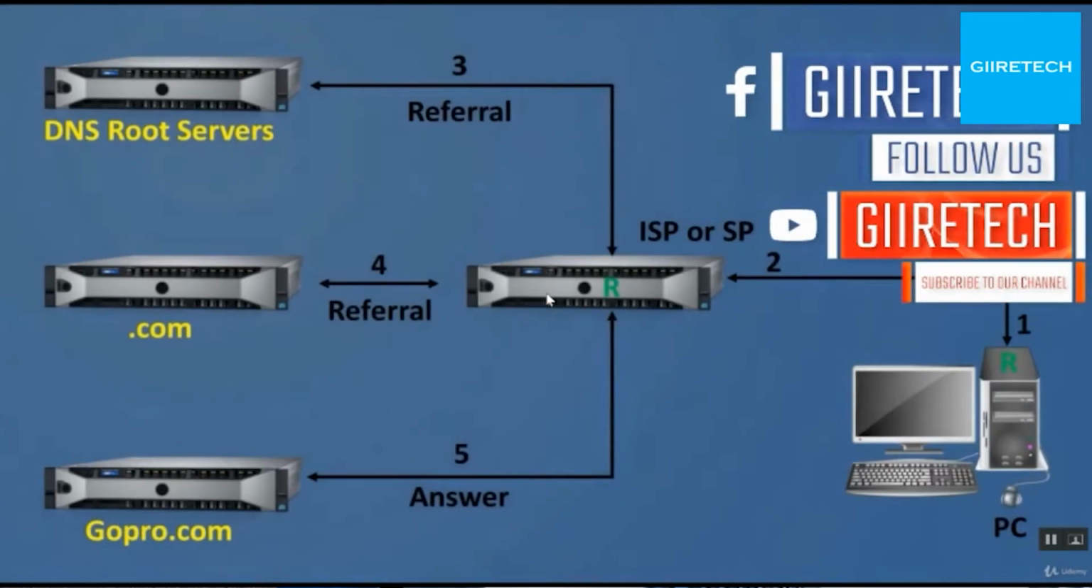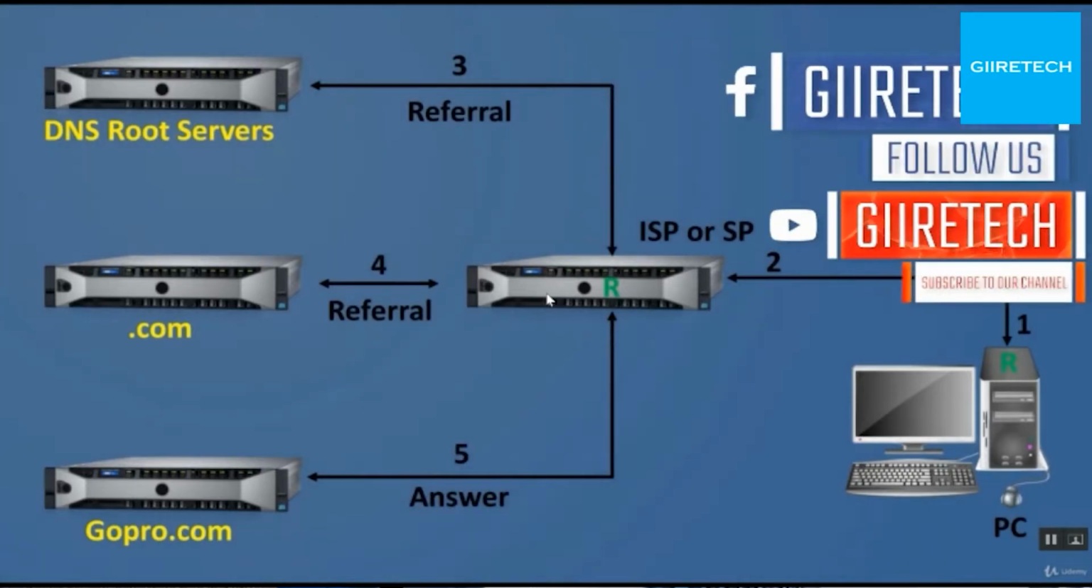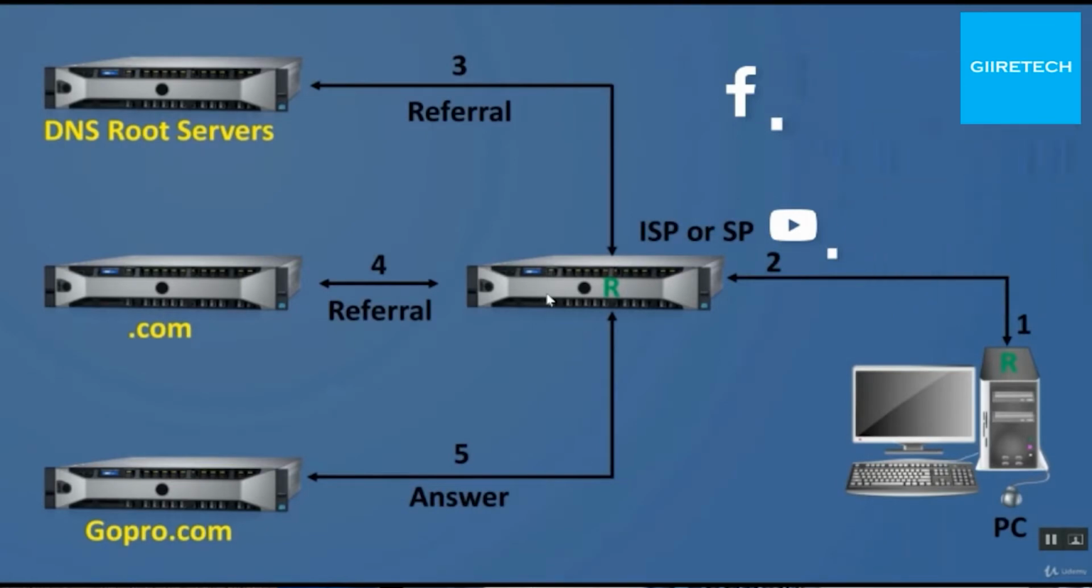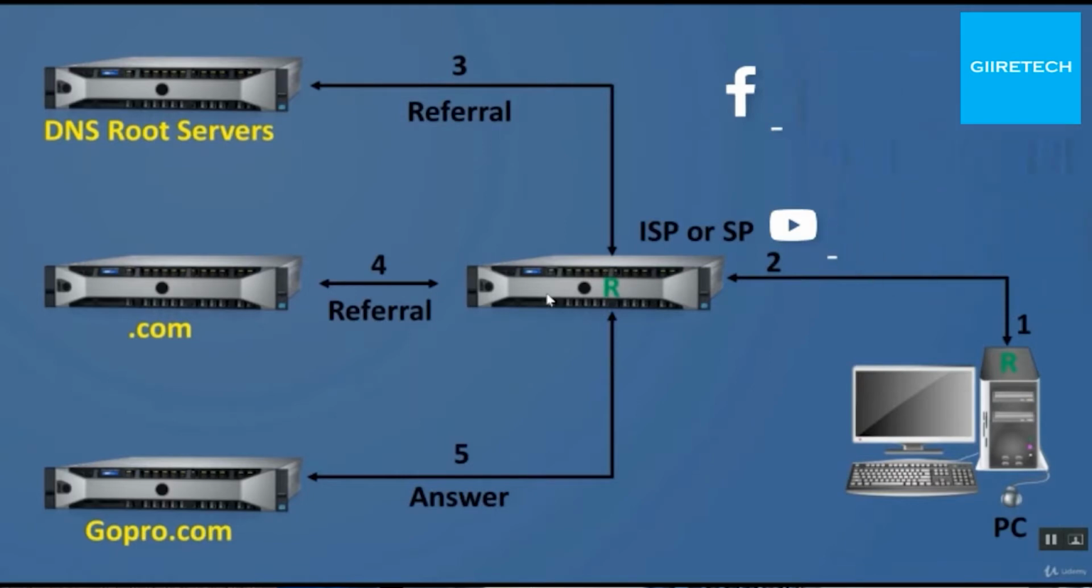A DNS resolver labeled R is indicated from the PC. The user has typed in the hostname gopro.com into their computer's browser. The browser checks the local cache, number 1, to see if the IP address of gopro.com is in the computer's cache memory. It is not.